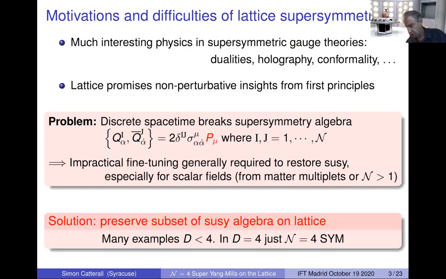So there are many examples of these kinds of constructions that I'm going to tell you about today in dimensions less than 4. But in d equals 4, it seems like there's just a single unique solution to all of these different constraints, requiring gauge invariance to be preserved, requiring some supersymmetry to be preserved. There seems to be a unique solution to those constraints. And it turns out to be N equals 4 super Yang-Mills. So that's what I'm going to focus on. And of course, that's probably one of the most interesting supersymmetric theories from the perspective of things like holography anyway.